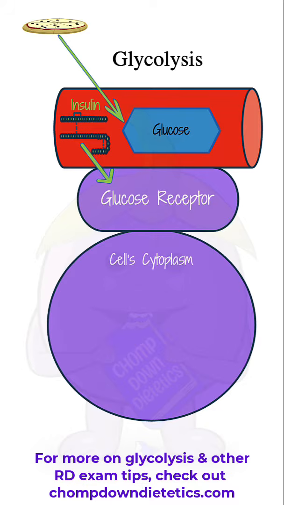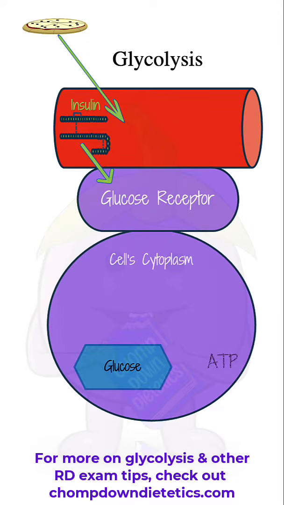But in order to make sure it stays inside the cell, glucose needs a phosphate group, which will sort of act like a glue that will help glucose stay locked inside the cell. Now, there's a very famous molecule called ATP, and the letters in ATP stand for adenosine triphosphate, with the tri meaning that it has 3 phosphate groups. Now, ATP actually has the ability to transfer its phosphate groups.